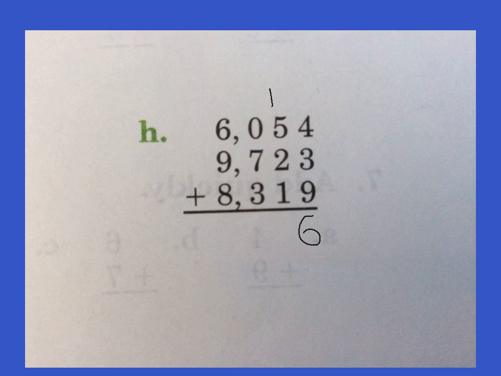1 plus 5 is 6. Plus 2 more would be 8. And plus 1 more would be 9. 0 plus 7 is 7. Plus 3 more would be 10. So we put a 0 and carry our 1.